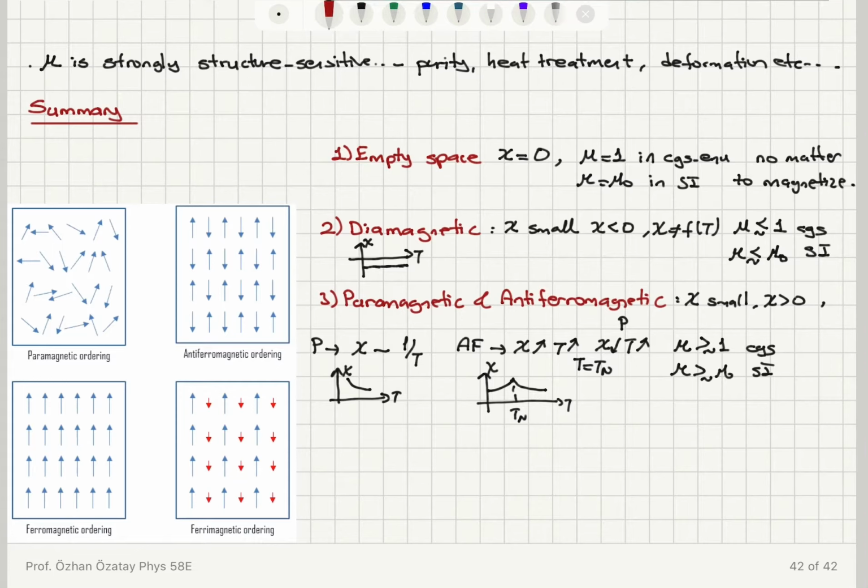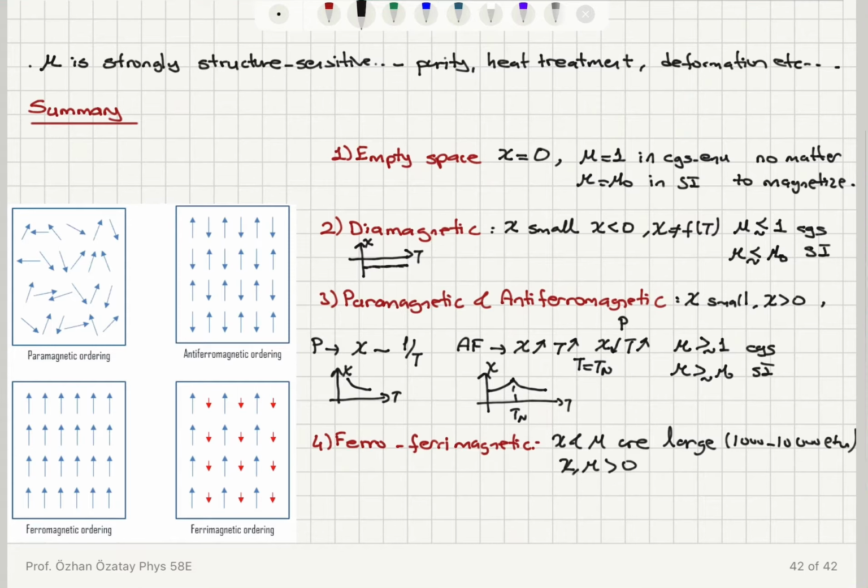Now for ferromagnetic or ferrimagnetic materials, we have chi and mu large. They have large values. They can be 1000, 10,000, etc. And they are positive. Chi and mu are positive, and they are functions of the magnetic field. They depend on the magnetic field.